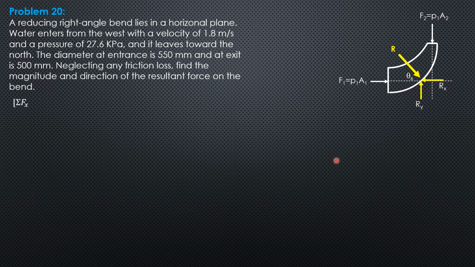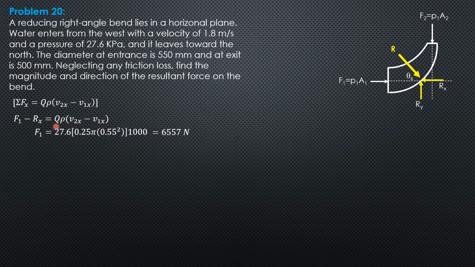So summation of forces in x equals Q rho quantity V2x minus V1x. That's the equation. Where we have F1 minus Rx equals Q rho quantity V2x minus V1x. F1 is the pressure at area 1, 27.6 kilopascals times pi over 4, or 0.25 pi, diameter squared. Then we multiply by 1000 to convert to newtons, F1 is 6557 newtons.